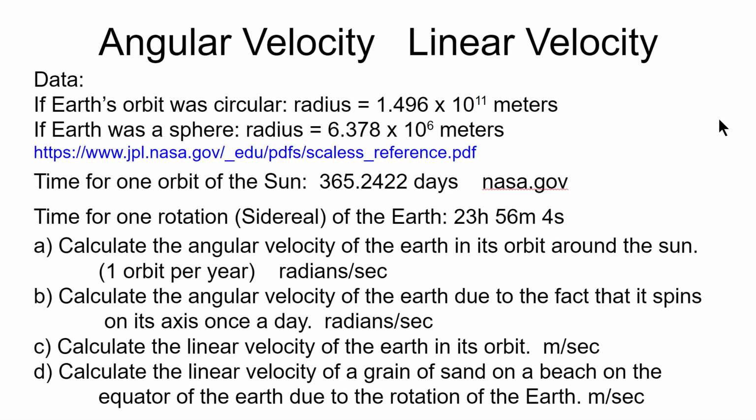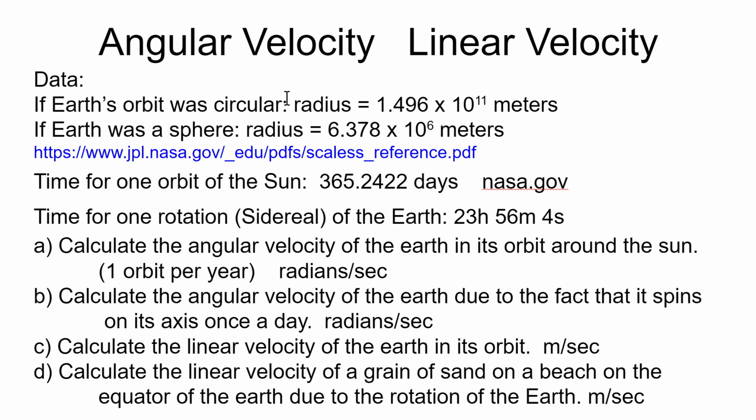This video deals with angular velocity and linear velocity, and trying to give you some things to compare here. We're going to be talking about the Earth orbiting the Sun and talking about the spin of the Earth on its axis. So I looked up some data using the internet. The Earth's orbit is not circular, it's elliptical.